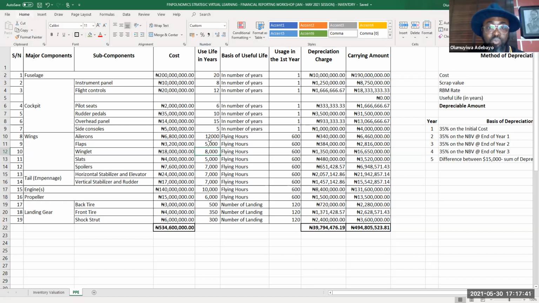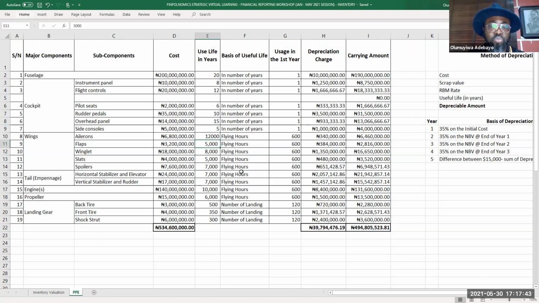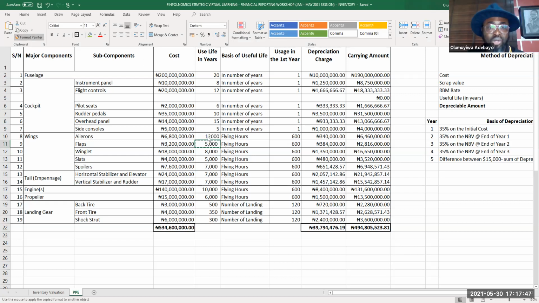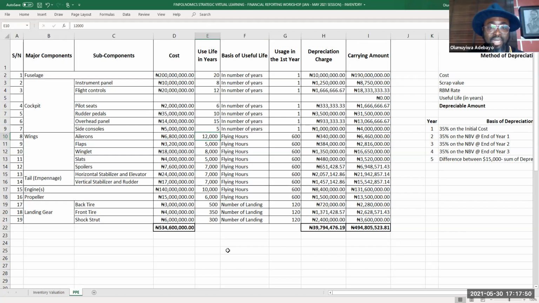And likewise, if an asset has been put to use before now, and it is idle temporarily, and it has not yet been abandoned, such an asset will still continue to be depreciated during the period of idleness. Does that make sense to you?